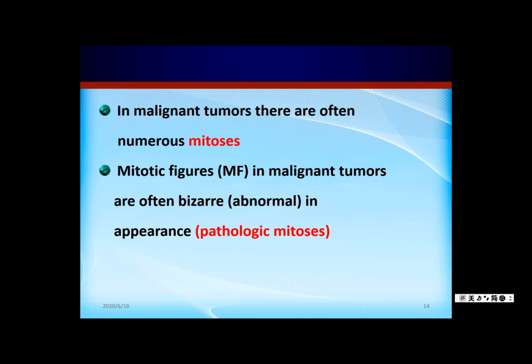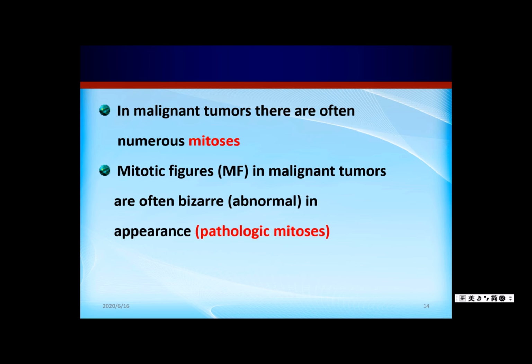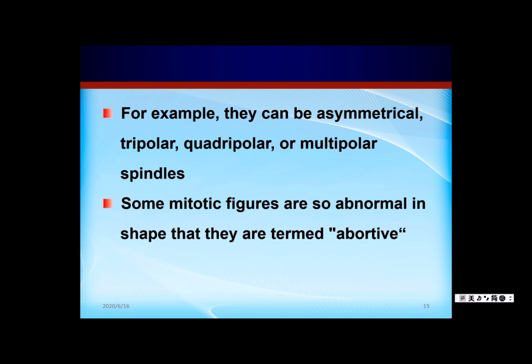In malignant tumors, there are often numerous mitoses. Mitotic figures in malignant tumors are often bizarre and abnormal, so we call this a pathologic mitotic figure. We can find mitotic figures in normal tissue too, but the structure of those mitotic figures is normal. The pathologic mitotic figures can be asymmetric, tripolar, quadripolar, or multipolar spindles. Some mitotic figures are so abnormal in shape that they are termed abortive.